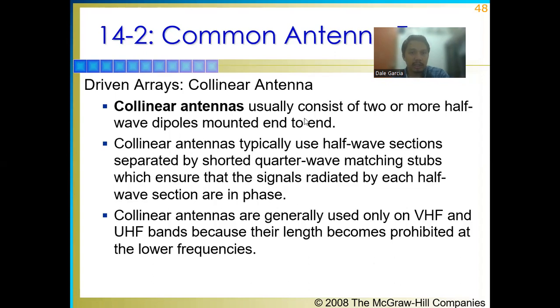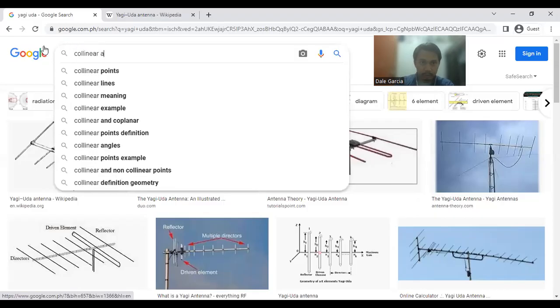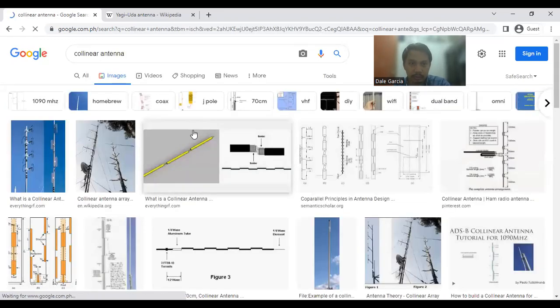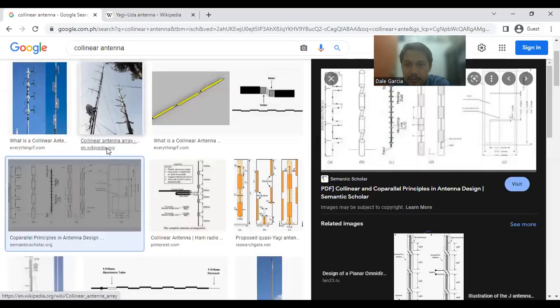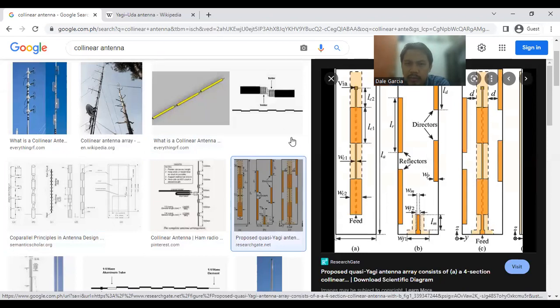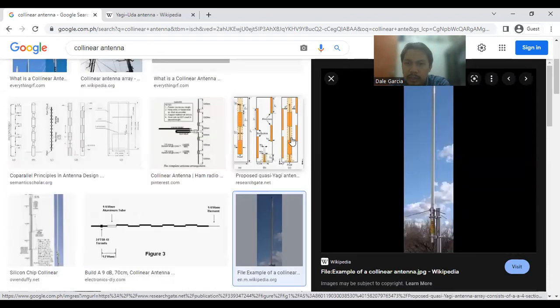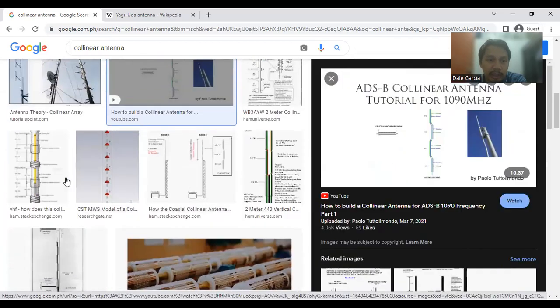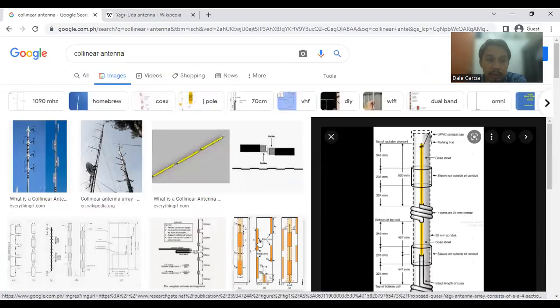So collinear antennas. Collinear antennas are usually two or more half-wave dipoles mounted end-to-end. Okay. Remember the collinear antenna, like the ones on towers, no? So it has many driven elements in this case.